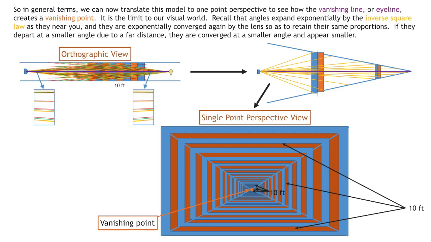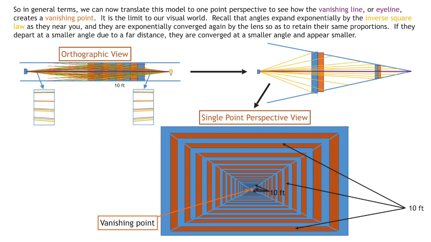It's just perceived differently. So in general terms, we can now translate this model to one-point perspective to see how the vanishing line or the eye line creates a vanishing point. It is the limit to our visual world. Recall that angles expand exponentially by the inverse square law as they near you and are then exponentially converged again by the lens so as to retain their same proportions. If they depart at a smaller angle due to a further distance, they are then converged at a smaller angle and appear smaller. And we will cover that when we get to the optics of a lens.